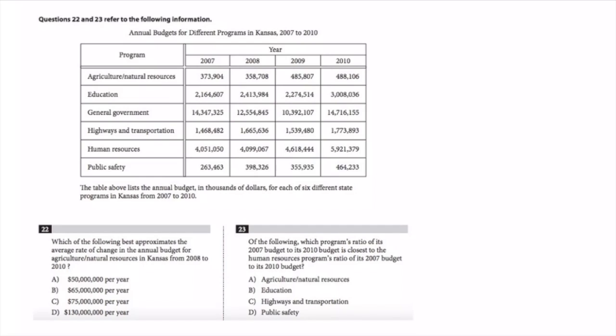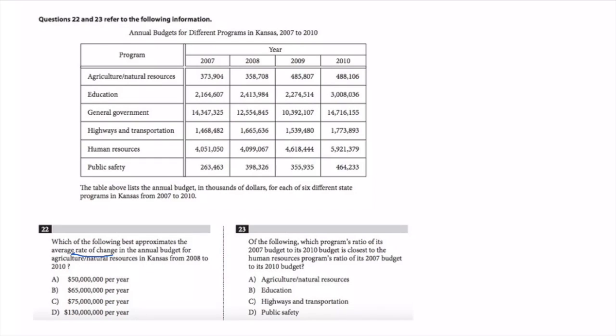Okay, so again, here's a huge chart. Okay, it's the budgets for different programs in Kansas from 2007 to 2010. Okay, so if I skip straight to the questions, which of the following best approximates the average rate in the annual budget for agriculture and natural resources in Kansas from 08 to 2010?